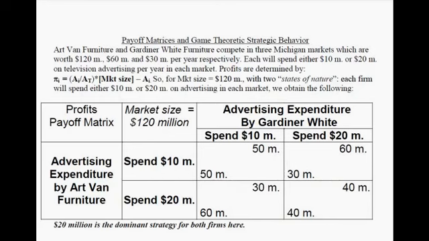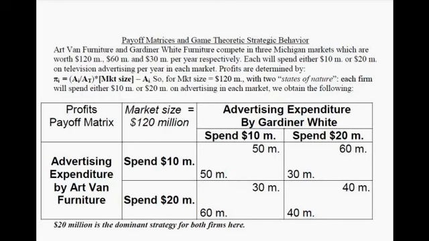This is because the expenditure is not bringing extra customers into the market, because we say the market size is fixed. This means that the advertising is just a way to steal market share from your competitor. We now ask the question, does either firm have a dominant strategy? And if so, what is that strategy? The way we've defined a dominant strategy is a strategy that dominates.